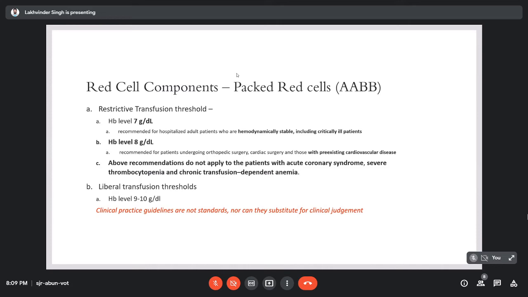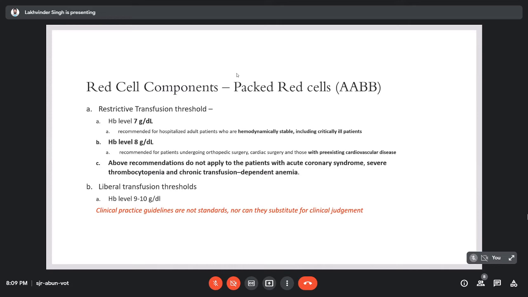Second is a liberal transfusion threshold. Most of the physicians prefer to use this, but the evidence is that it doesn't have any favorable outcome for the patient. In fact, transfusing more blood can increase the chances of mortality because of immunomodulatory properties or some inflammation, which is a reaction it can cause. So a liberal transfusion threshold has no indication as such. And clinical practice guidelines are not standards, nor can they substitute for the judgment of the physician.